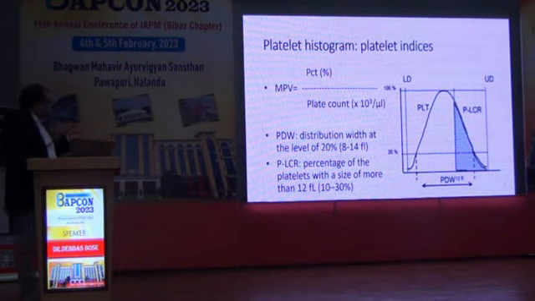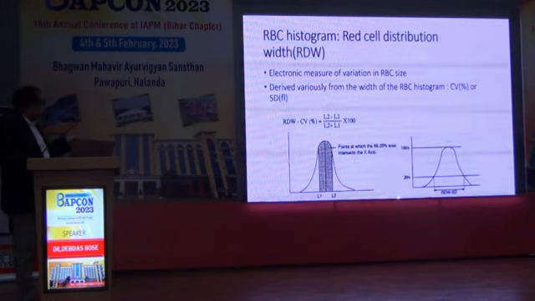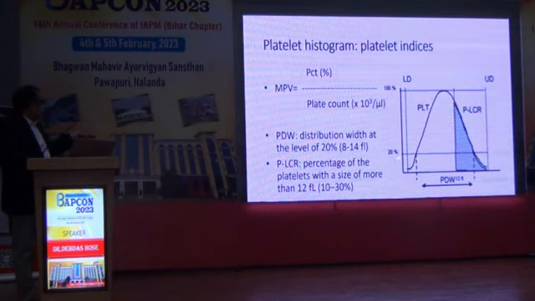Okay, so PLCR is the percentage of your platelets more than 12 femtoliter. Another is the PDW. PDW is just like RDW. PDW is platelet distribution width. The distribution again is at the 20%. We have seen it in RBC also, in RBC also 20% is the RDW SD. In PDW also, at 20% we have given the report. The normal range is 8 to 40. Okay, PDW.